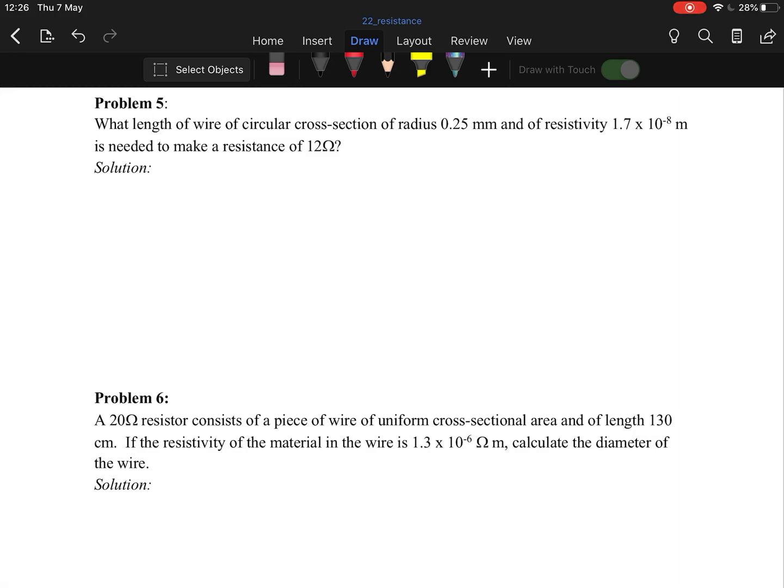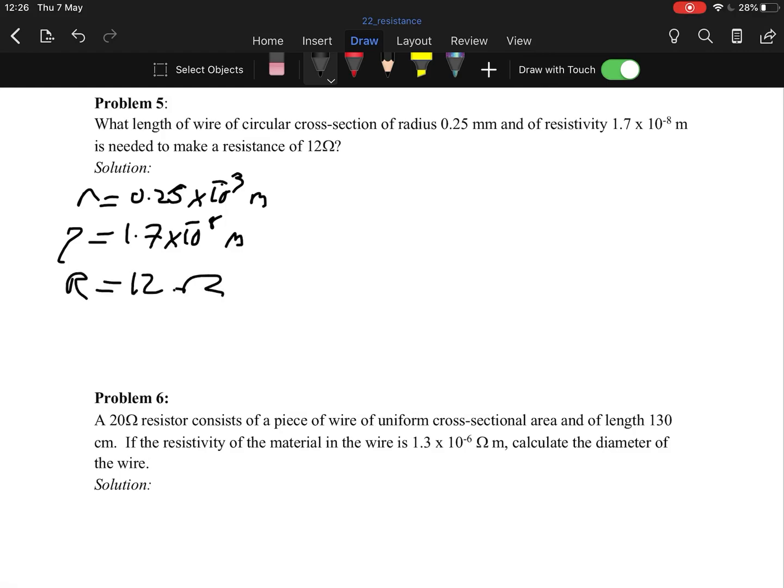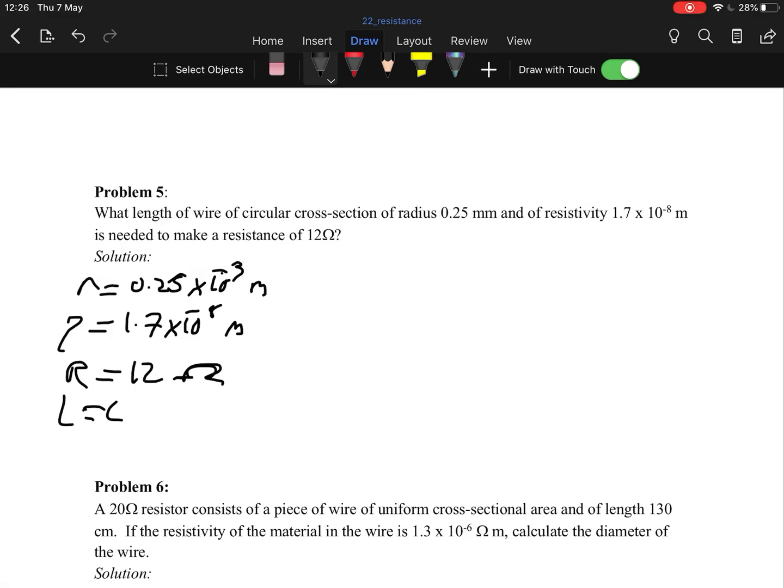All right, problem 5. What length of wire, with a cross-sectional area of radius r equals 0.25 times 10 to the minus 3 meters, of a given resistivity, is needed to make a resistance of 12 ohms? We're looking for length. Again, the same thing. You would have to find A and sub it in, or you could go, rho equals RA over L. We're trying to find L, which would be RA over rho.